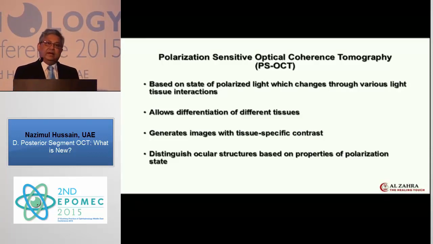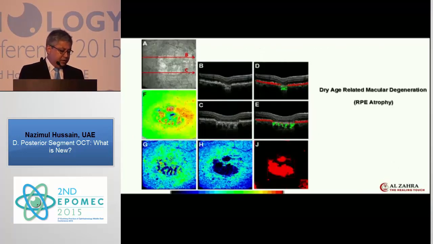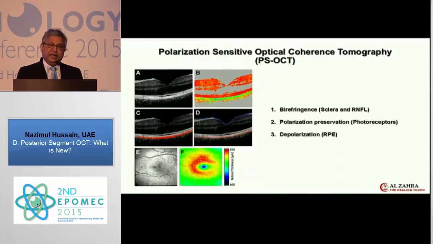What you will see over here is that the sclera and the retinal nerve fiber layer will have a birefringence property, and the photoreceptors will have polarization preserved, which you don't see elsewhere, and then the RPE shows RPE polarization.